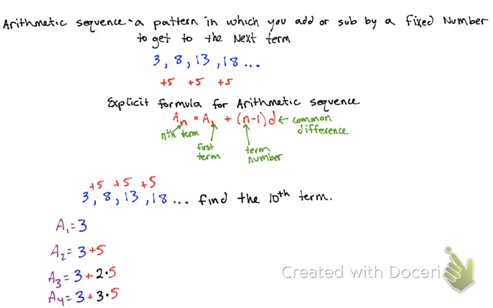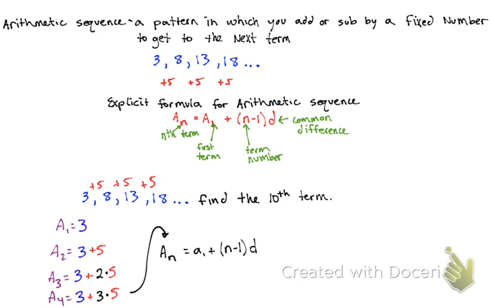If you notice, whatever term you're looking for, if you're looking for the third term, you would do 2 times the common difference. If you're looking for the fourth term, you would do 3 times the common difference. It's 1 less than the term that you're looking for. So that's why in the formula it's n minus 1: a of n equals a of 1 plus n minus 1 times d. Now we're going to fill in each one of these for the 10th term and figure out what it is.